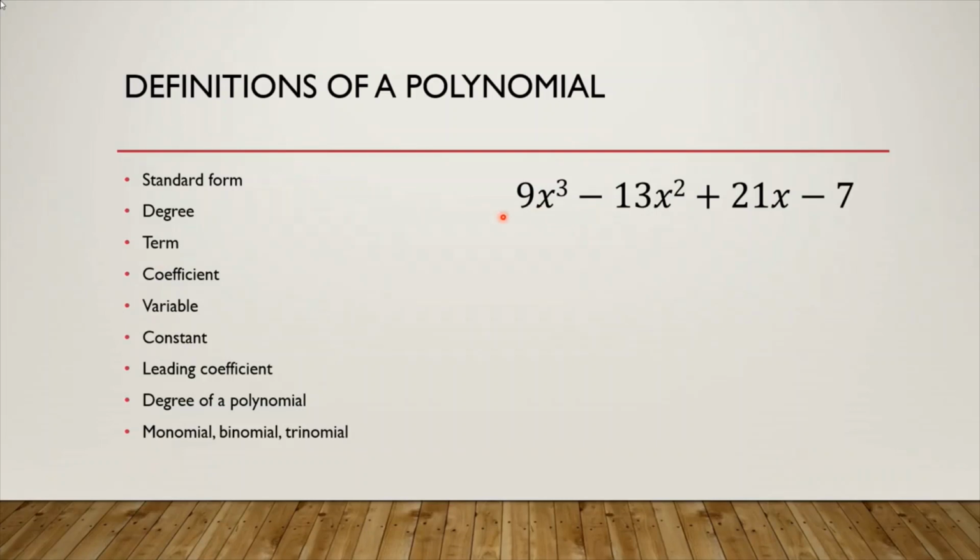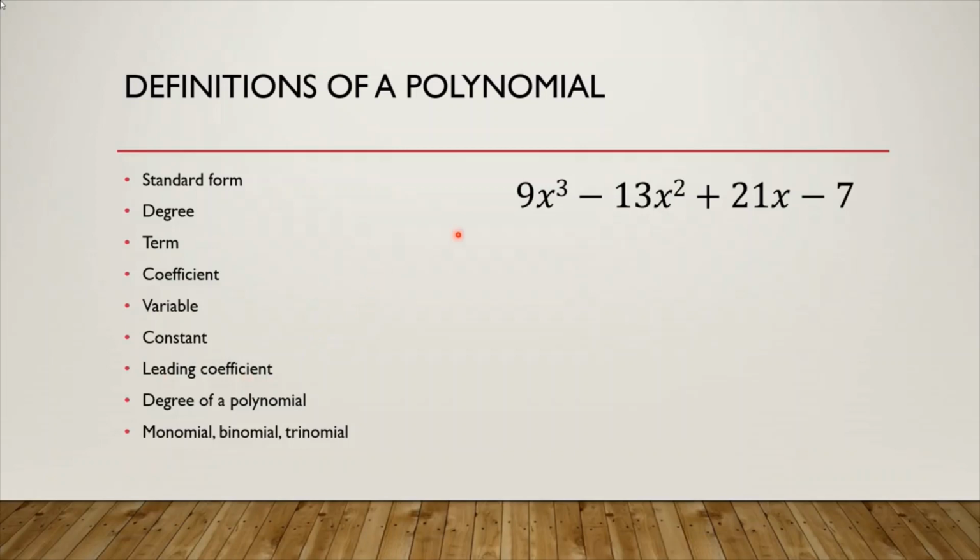Now you have terms. Terms are anything that's separated by a minus sign or a plus sign. So we have 4 terms here. Coefficient, I already explained, that's the number in front of the variable. Variable, I just explained. The constant is whatever does not have a variable attached to it. So this -7 would be your constant.